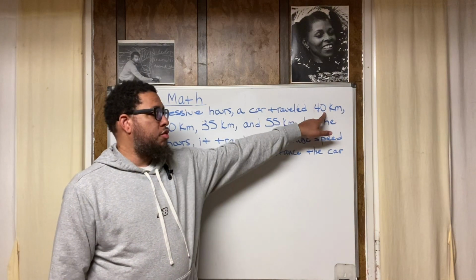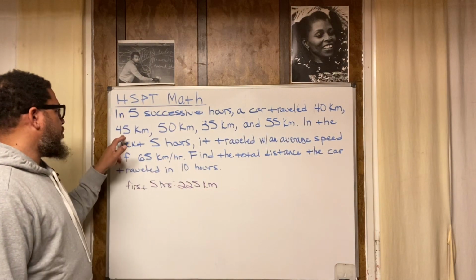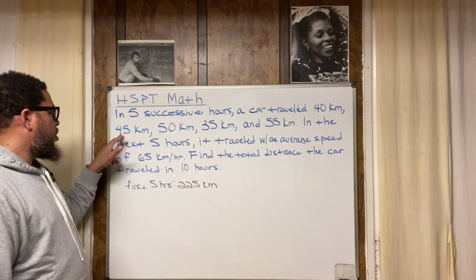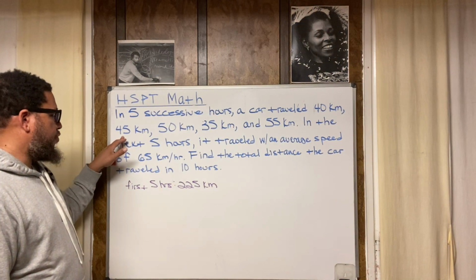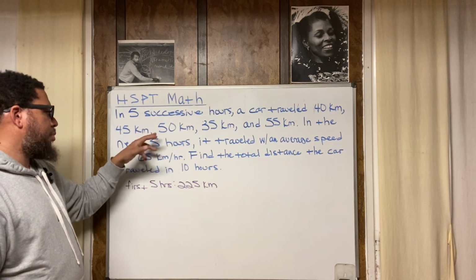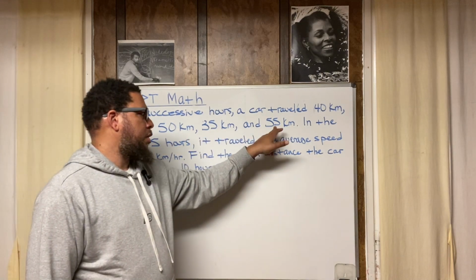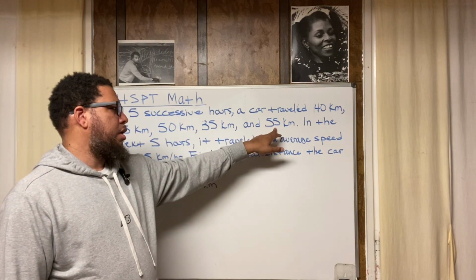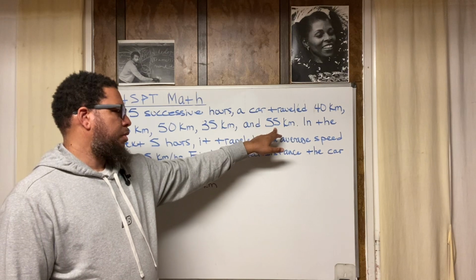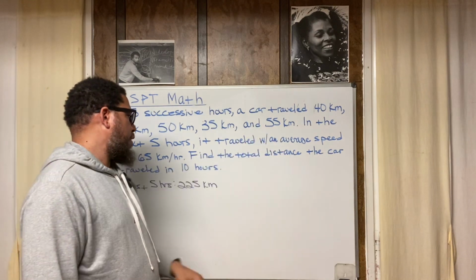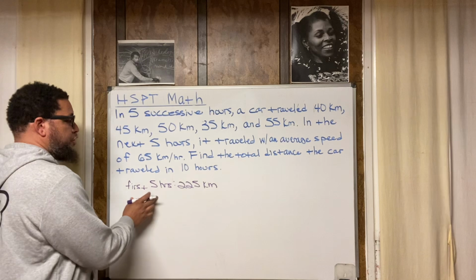The first hour, 40 kilometers. Second hour, 45 kilometers, right? 85 and then 50. 80 plus 50 will be 130. So that's 135 plus 35 is 170. 170 and let me see, 30 would be 200, 225. Yeah, 225 kilometers in the first 5 hours.